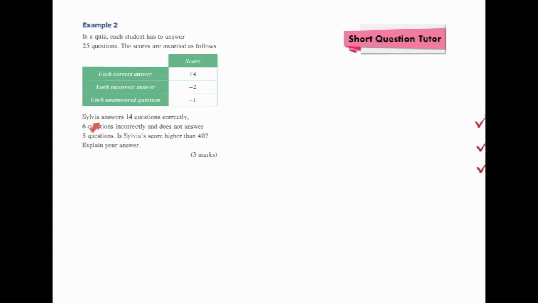Sylvia answers 14 questions correctly, 6 questions incorrectly, and does not answer 5 questions. Is Sylvia's score higher than 40? Actually, the question is asking you to calculate Sylvia's score in the quiz. We can represent her score like this.